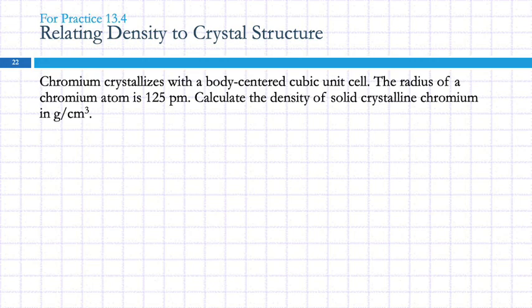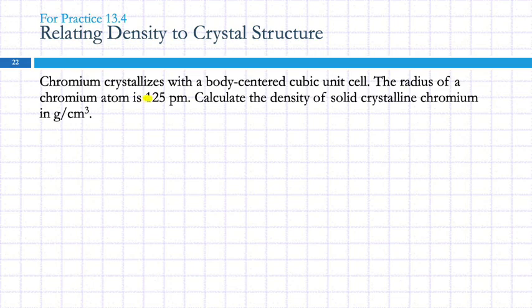So here's where we get to the density idea. So chromium crystallizes with a body-centered cubic unit cell. The radius of a chromium atom is 125 picometers. Calculate the density of solid crystalline chromium in grams per cubic centimeters. This is one of those critical thinking problems. There's lots of different ways to ask this question, or a question like this. So you can't just memorize a single formula and do it.